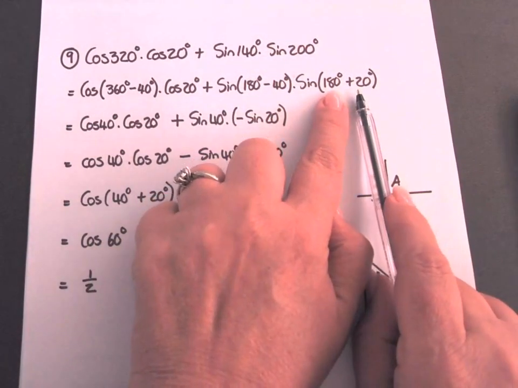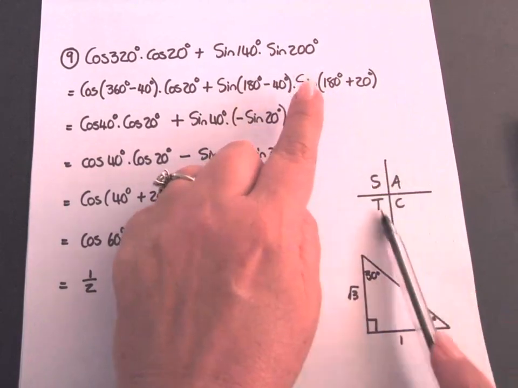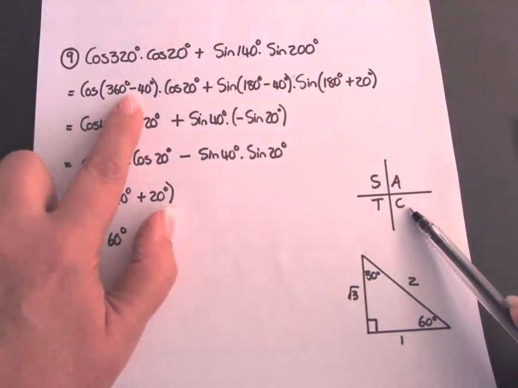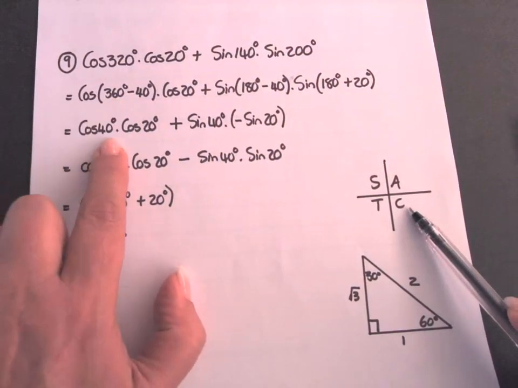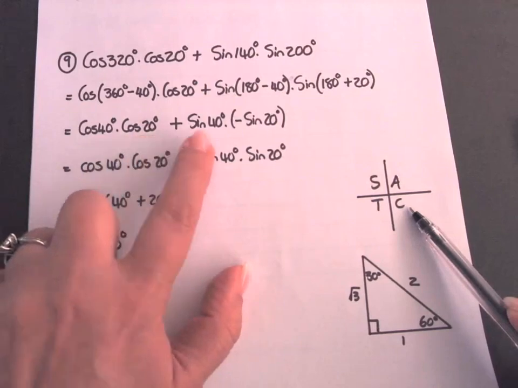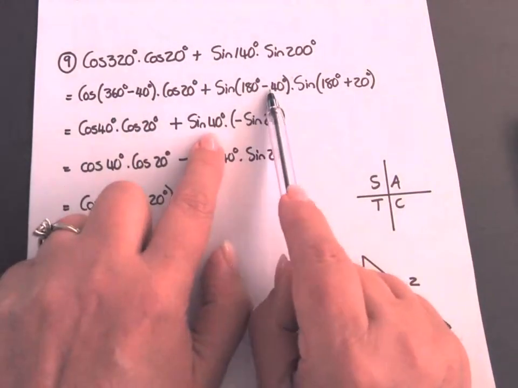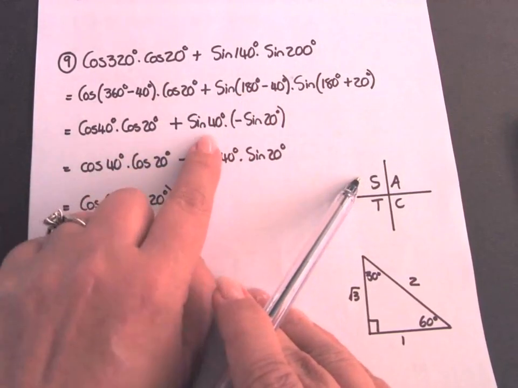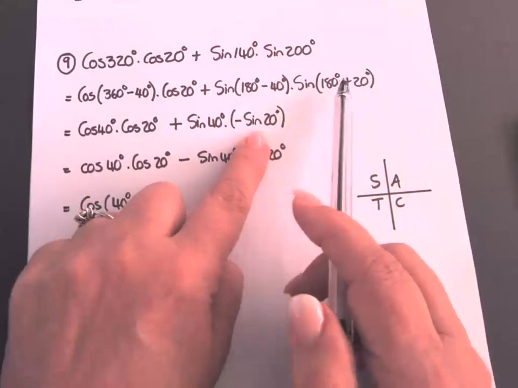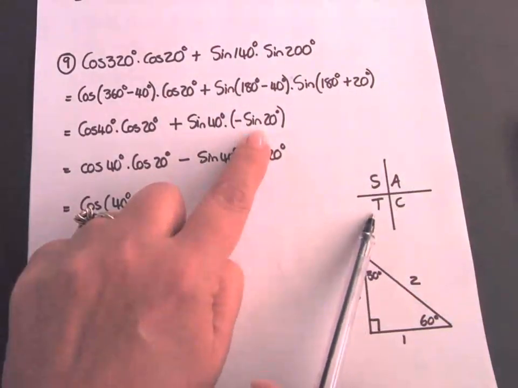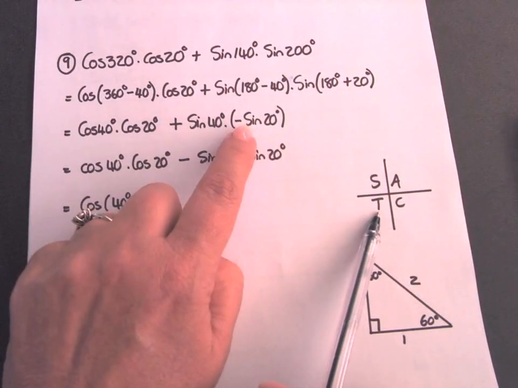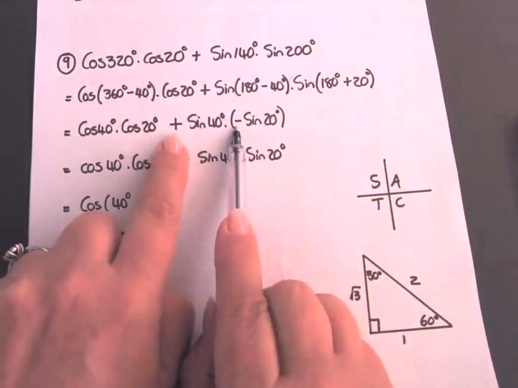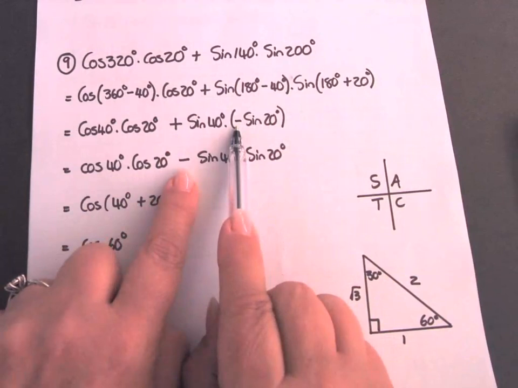Now you look for what the signs are on the cos diagram. Cos of 360 minus is here, so it's a positive cos 40. Cos 20 stays as it is. Sine 180 minus is in the second quadrant, so it's a positive sine. Sine 180 plus is in the third quadrant. Sine is negative there, so it's a minus sine 20. Then these two signs multiply and you get a minus.